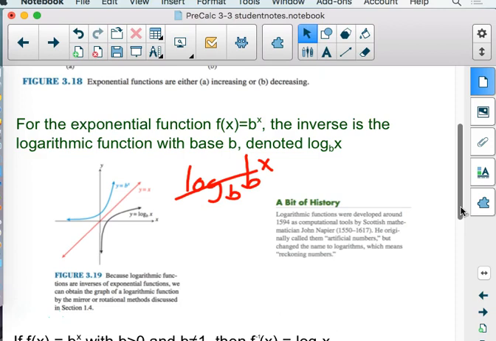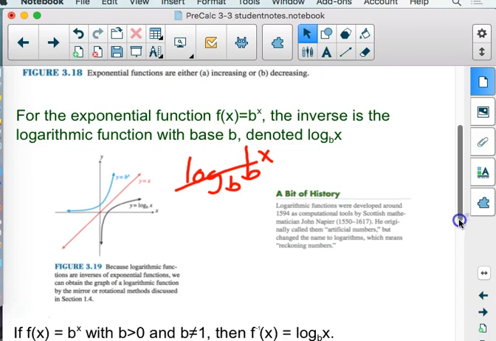And he was around from 1550 to 1617. He originally called them artificial numbers. That caused a problem. Later on people started working with imaginary numbers and they're like, okay, imaginary, artificial, there's going to be some problems here. And so they changed that name to logarithms, which means reckoning numbers. Reckoning means to check. So these are the numbers that are used to check exponential situations, exponential functions.